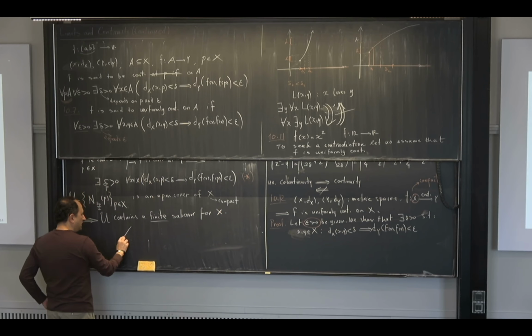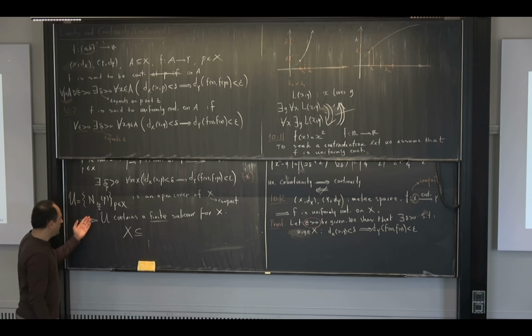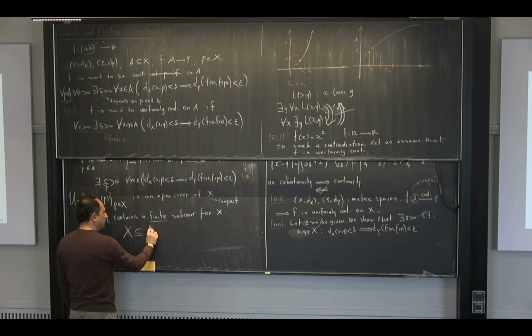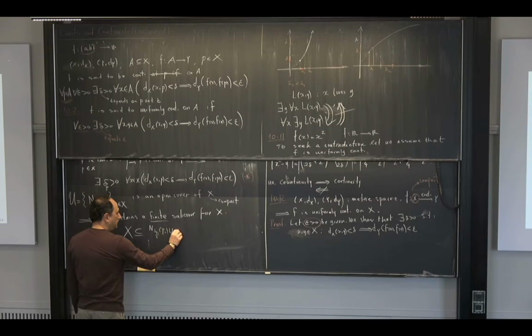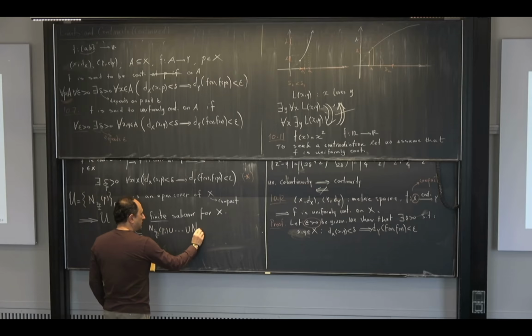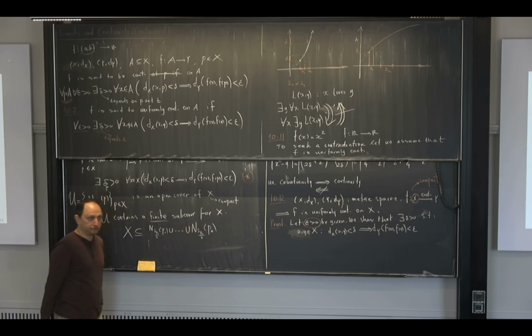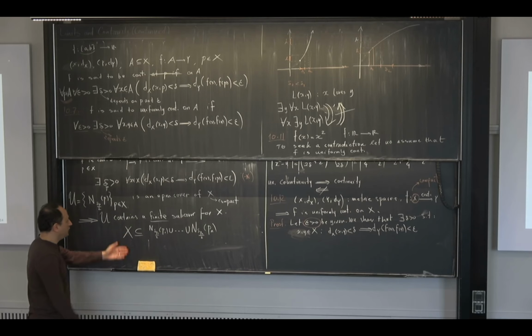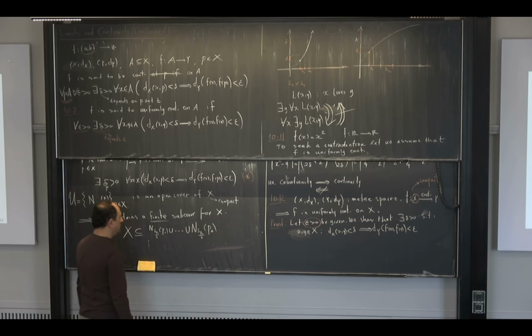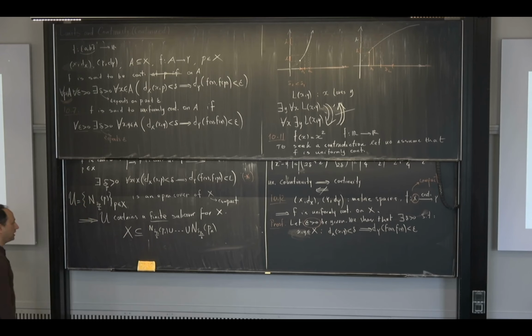What does it mean? It means X is a subset of finitely many of them. Let us say n of them. N of delta_{p1} divided by 2, centered at p1, union, up to N of delta_{pn} divided by 2, centered at pn. Yes? So X can be covered by finitely many of them. Let me call the finite number n. Yes? That means this.